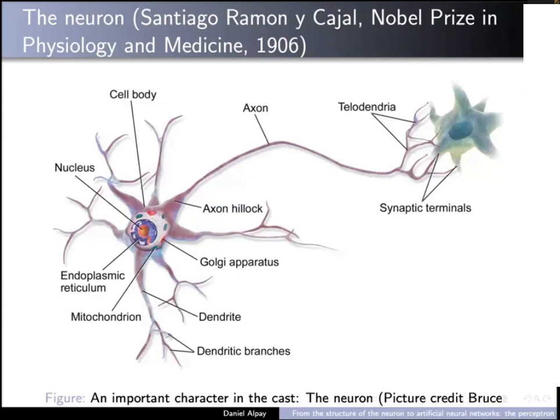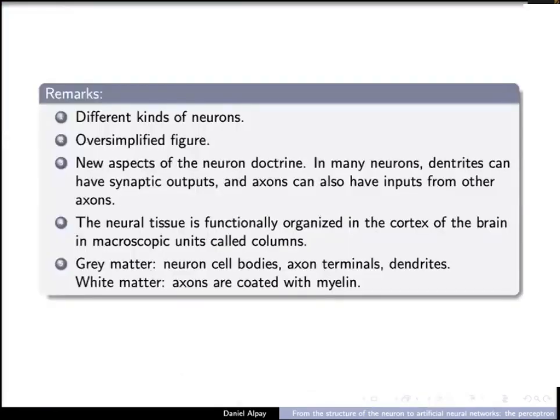There is much more to say, but this is what I want to say. Of course, what I said is an oversimplified figure, and there are a lot of kinds of neurons, not only these ones. But for the purpose of this lecture, this is what we need. In new aspects of neuron doctrine, sometimes you have counterexamples, like in mathematics: dendrites can have synaptic outputs, and axons can have inputs from other axons. But the picture I showed before is very important and relevant.